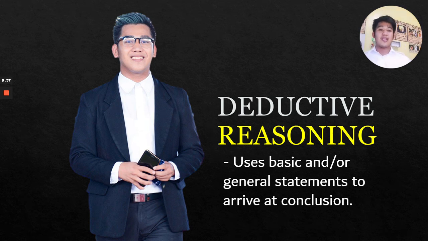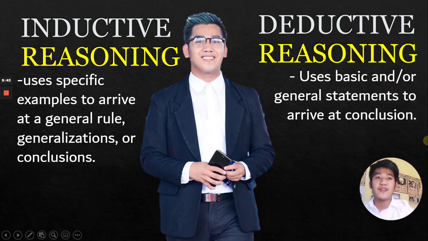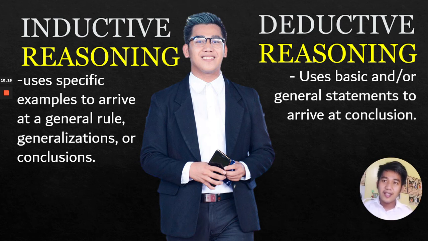Let us differentiate the two. As you can see, inductive reasoning uses specific examples to arrive at a general rule, generalizations, or conclusions, while deductive reasoning uses basic or general statements to arrive at a conclusion. So, inductive: specific examples to conclusions or general rule. Deductive reasoning: general statement to conclusion, or let's say to specific examples. That is the difference between the two.